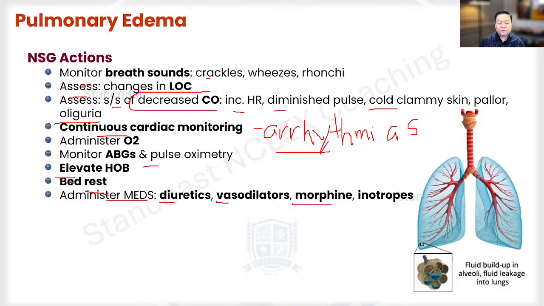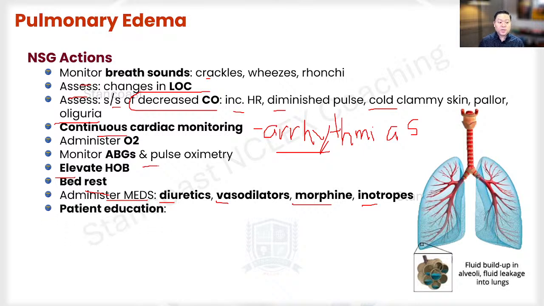Same thing with the morphine. This is going to decrease the anxiety of our patient. When the anxiety is decreased, this will also decrease the oxygen demand. And with the use of those different inotropes, the cardiac glycoside digoxin, the dobutamine, the milrinone, and so much more. So think about the positive inotropic effect, which will enhance the ventricular contractility, which will be enhanced by these medications.